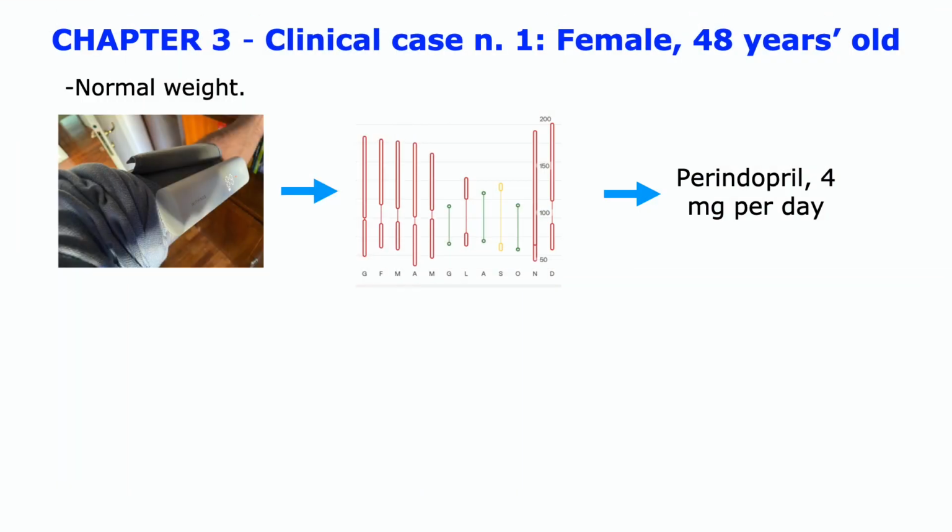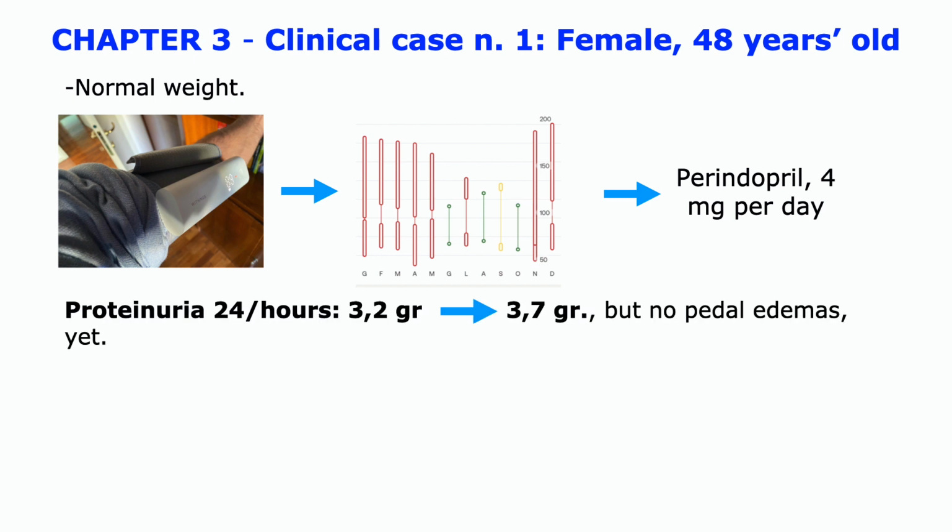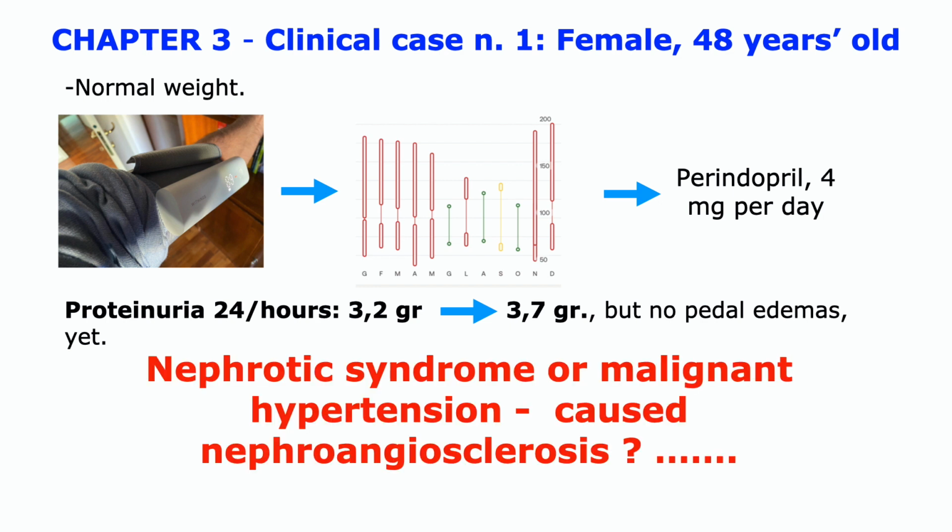Normal weight, the patient was hypertensive under therapy with converting enzyme antagonists. A long-standing proteinuria appeared to have been worsening lately. Although no edemas were observed yet, the diagnosis process moved through 4 steps. The first one was made up of a set of laboratory tests to address the hypothesis of nephrotic syndrome against nephroangiosclerosis as a complication of malignant hypertension, despite the treatment.